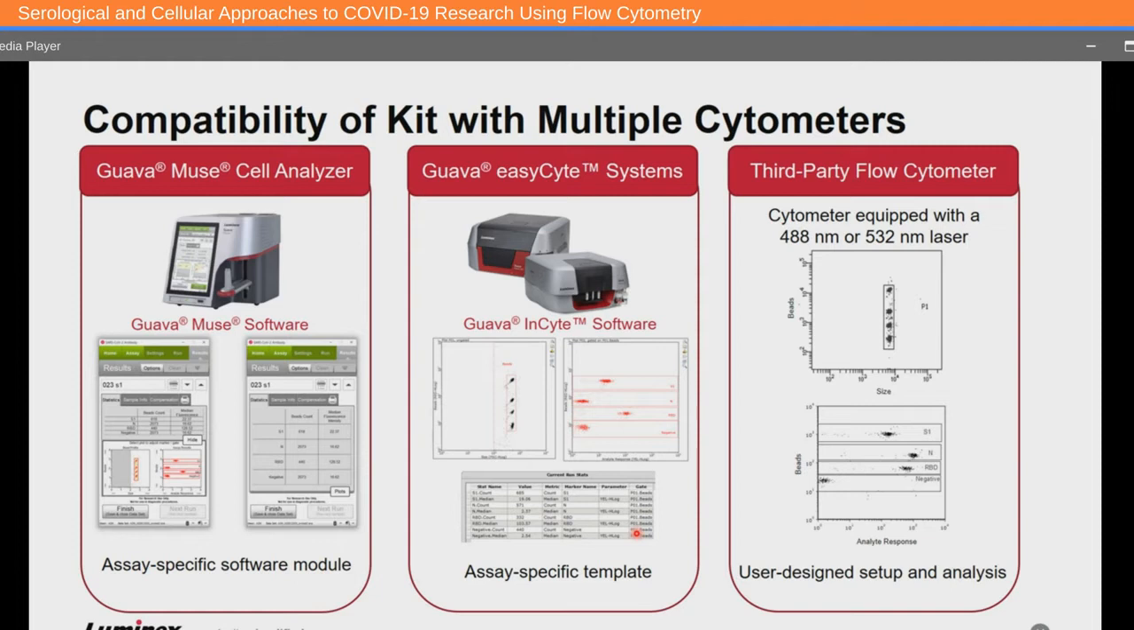On third-party cytometers, one can use the typical acquisition software and set it up for data acquisition and analysis. Thus, there's a visual output of results as well as median fluorescence intensity data provided for data interpretation.